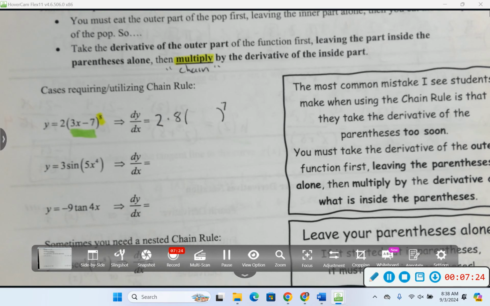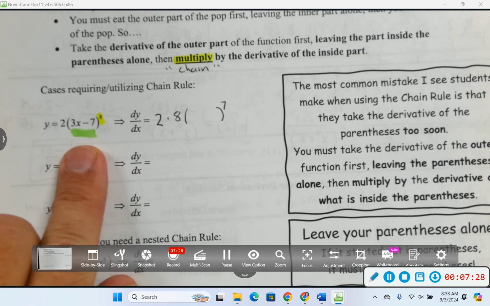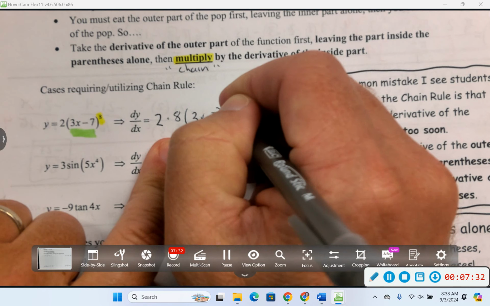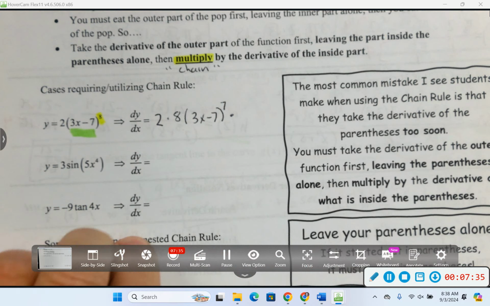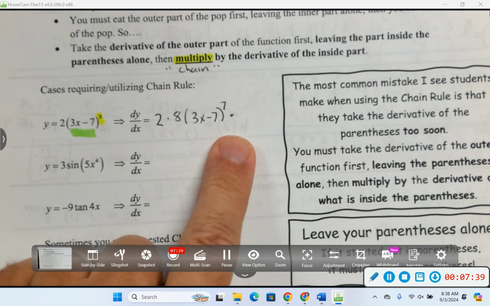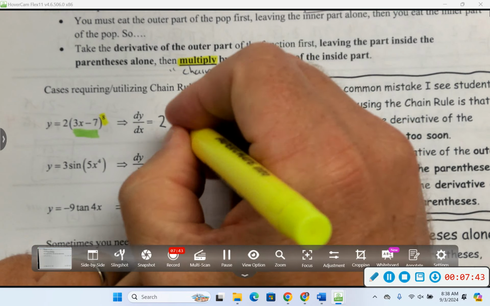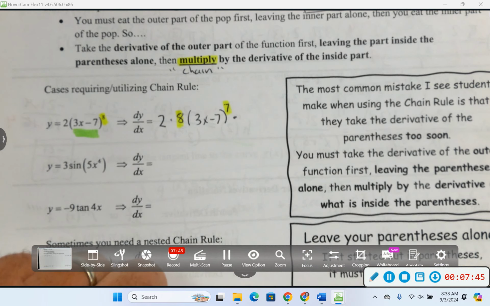But that's our one step. So we're going to leave the inside alone. That's messing with the wrapper. When we're messing with the wrapper, leave the inside alone. That took care of the outer part. Now we'll chain it with multiplication to take care of the inner part. I color-coded this. So the 8 and the 7, that's the yellow stuff.